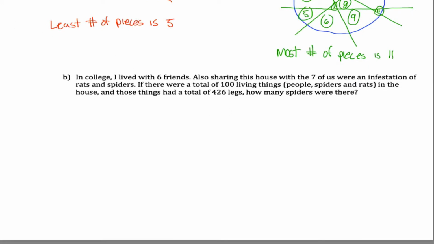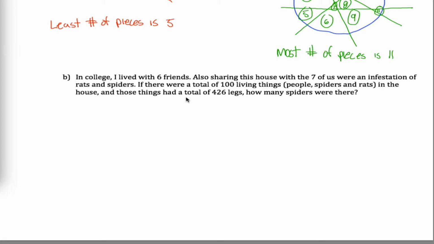The next problem, this problem is very similar to one that we did in class. In class, it was called the hoops team, and we had forwards, guards, and centers, and they were 5, 6, and 7 feet tall respectively. And we were told the total height of the basketball team. It's the same idea here, except instead of the height of a basketball team being our constraint, it's the number of legs these living things have.